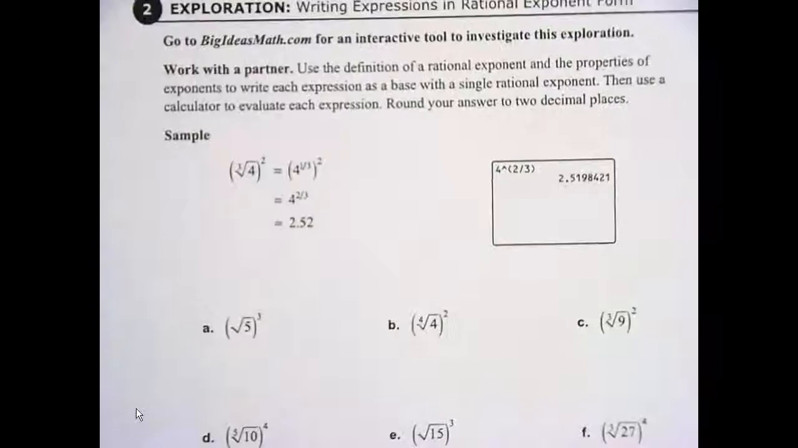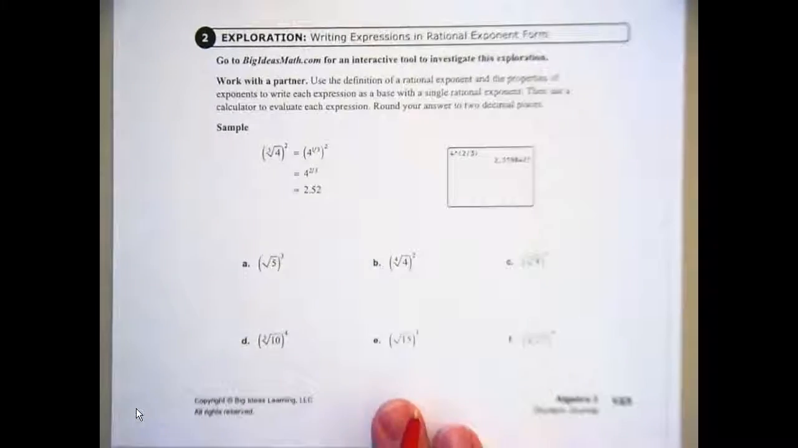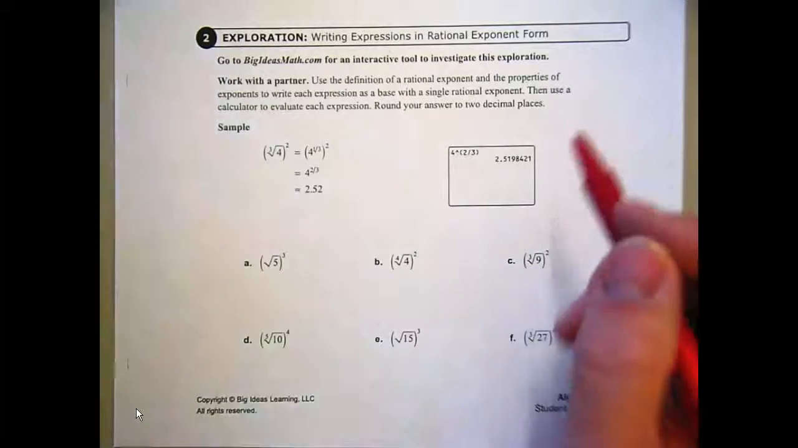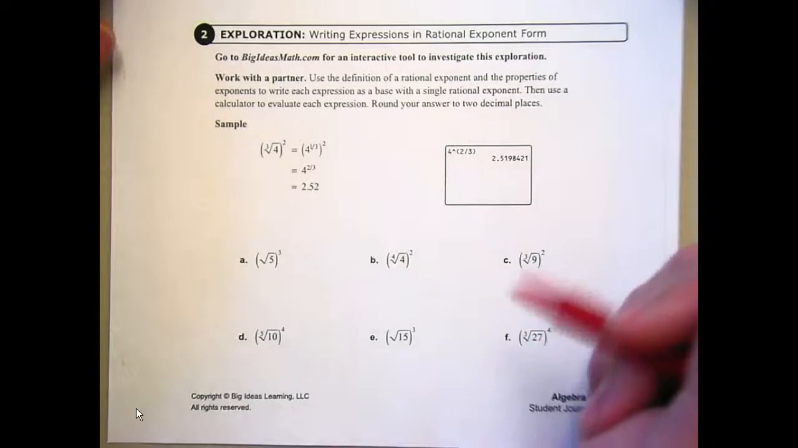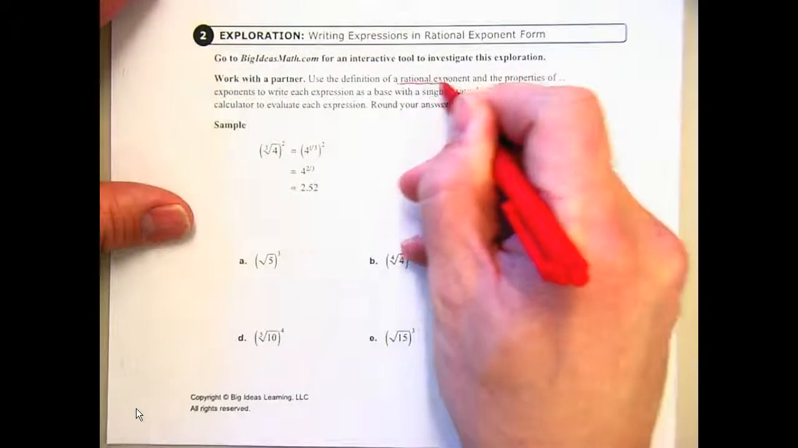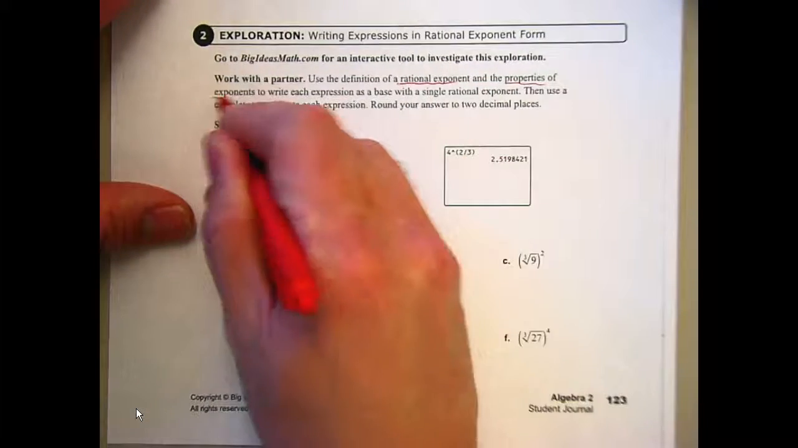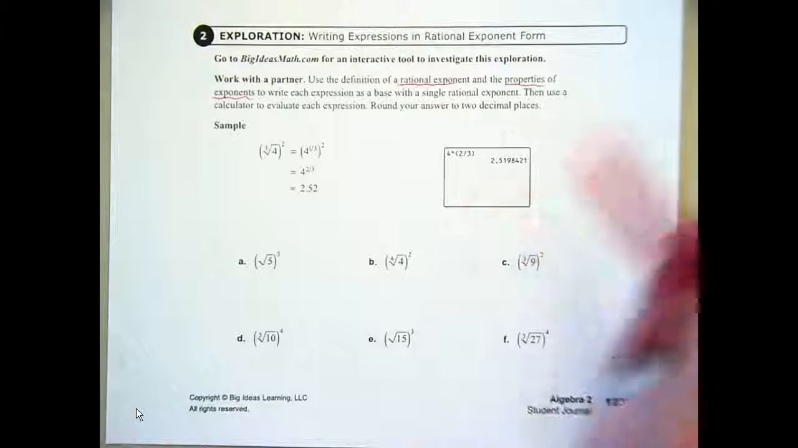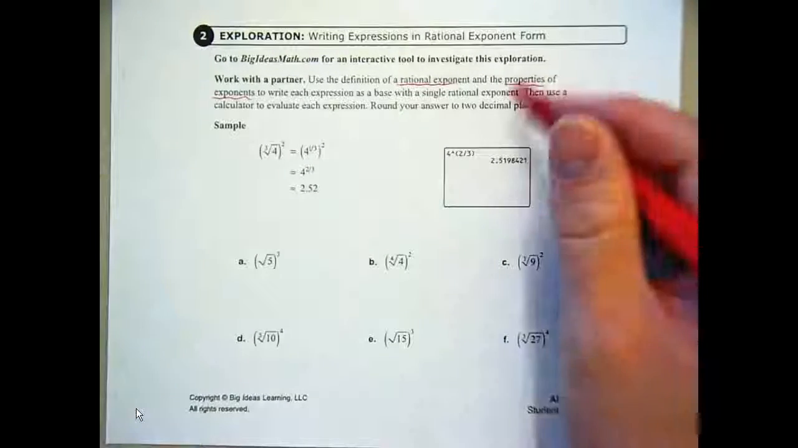Okay, I want you to go ahead and move on to the bottom here. Exploration number 2 is work with a partner. Use the definition of rational exponents and properties of exponents. Okay, that's some big terms there. Okay, too much talking. Okay, rational exponents, properties of exponents, to rewrite each expression with the base as a single exponent.